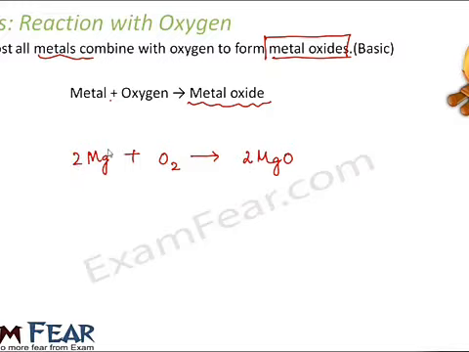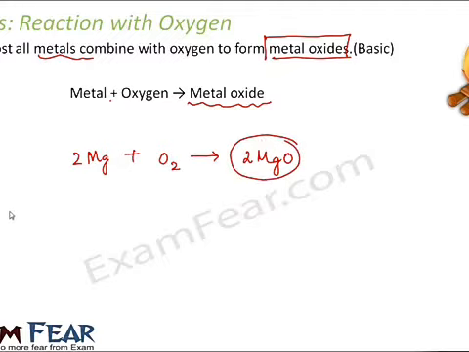In fact, you would have seen this. If you want, you can perform this experiment in your laboratory where you take a magnesium ribbon and burn it. When you burn it, obviously it is reacting with oxygen because burning happens in the presence of oxygen. And then what do you get? You obtain ash. The ash which you obtain is nothing but this magnesium oxide.